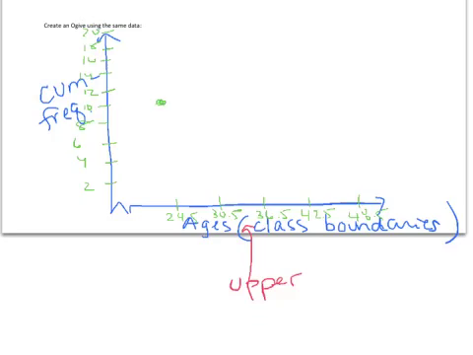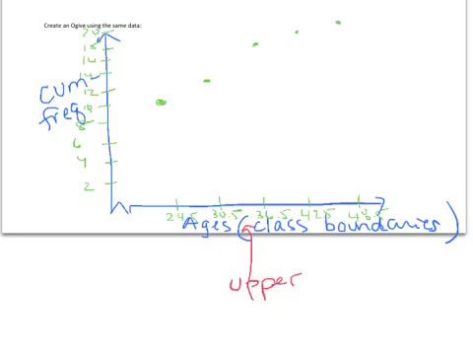This is going to be a line graph. 30.5 had a cumulative frequency of 12. So that's going to go up to here. 36.5, when we added that next one, had a cumulative frequency of 18. 42.5 had a cumulative frequency of 19, so up a little bit more. And then the last one should end at 20.